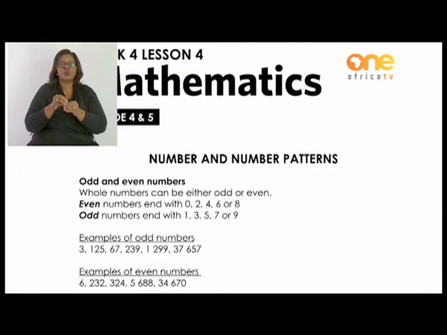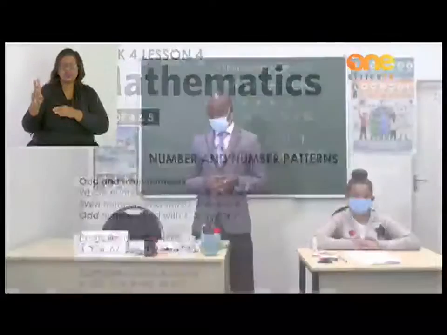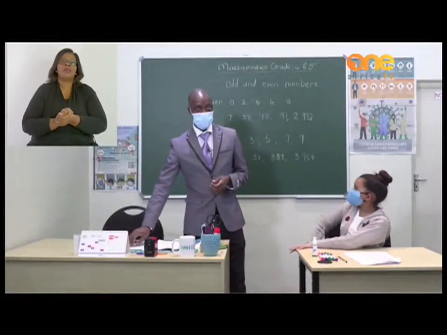The second examples given are even numbers. The first one is 6, then 232, 324, 5,688, 34,670. Let us face the chalkboard and try to solve some examples which are there.